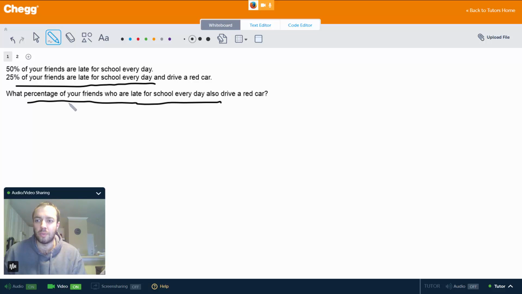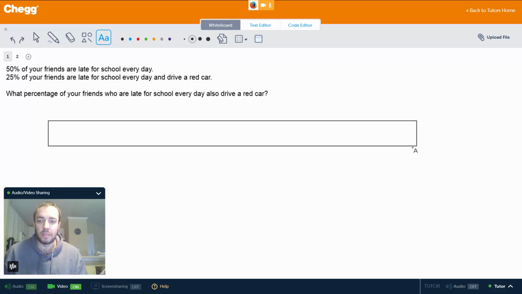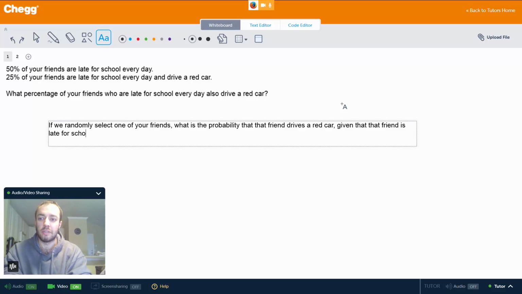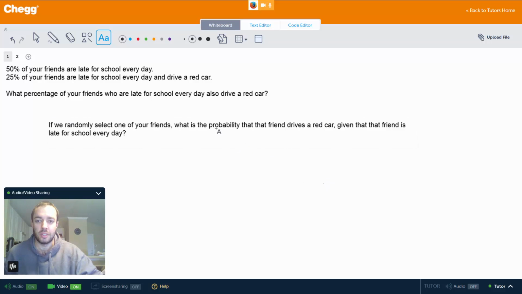You might look at this and say, well, hey, they just said 25% of my friends are late for school every day and drive a red car. Isn't that what they're looking for? And if you look closely at the question, it's not exactly the same thing that they're asking. What they're really asking, perhaps a more clear way to phrase that, would be this. If we randomly select one of your friends, what is the probability that that friend drives a red car, given that that friend is late for school every day? Okay, so it's really a conditional probability type question.